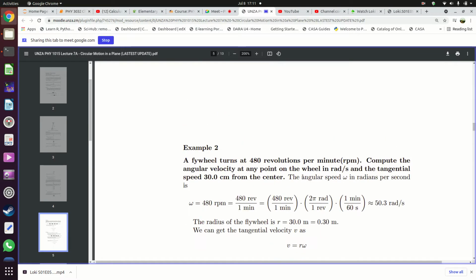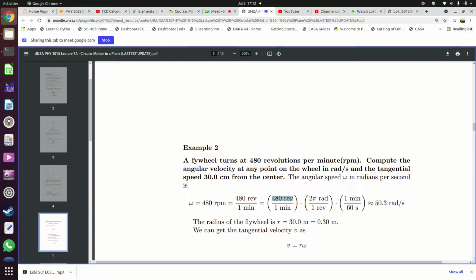Then there was this other thing, the conversion from revolutions per minute. How do you convert revolutions per minute to radians per second? So basically what we showed, I rewrote so that it's now clear exactly what I was trying to do. Here you've got 480 revolutions per minute. So you can write this as 480 revolutions divided by 1 minute. You have to change this into radians per second. So how do you do that?